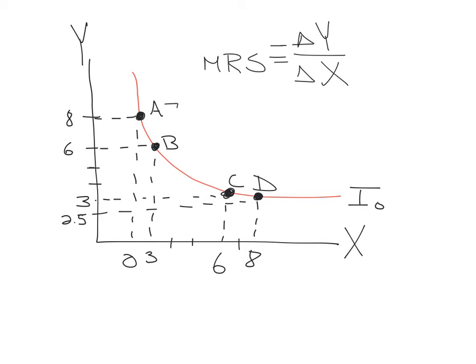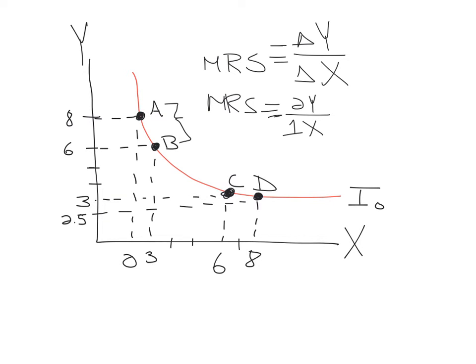So what will be the marginal rate of substitution of this indifference curve from A to B? Well, from A to B, the marginal rate of substitution is going to be the 2y that the consumer is giving up in exchange for the one additional x. So it will be equal to essentially minus 2 in this case, which is, again, the slope of the curve.